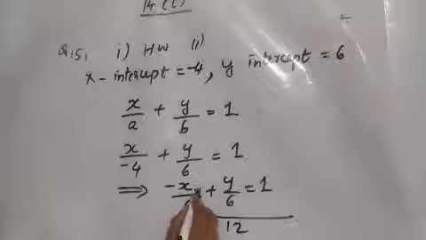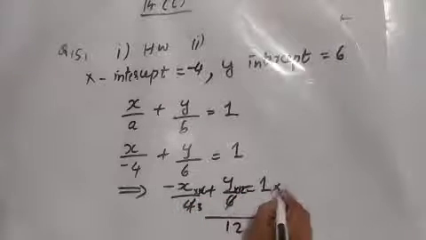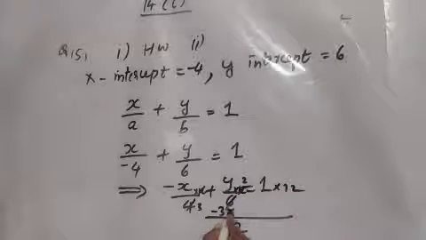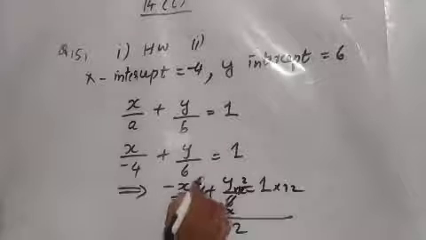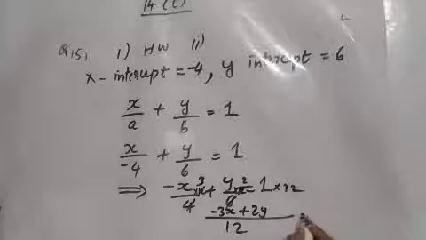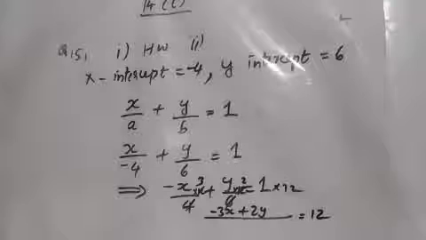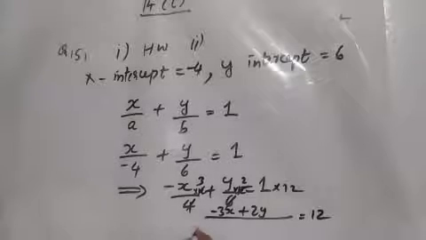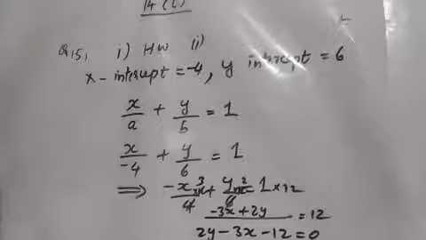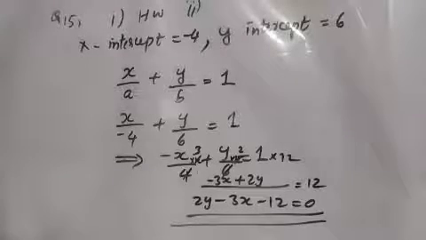So we will get 3 here and 2 here. So minus 3x plus 2y by 12 equals 1, or you can write minus 3x plus 2y equals 12. That is 2y minus 3x minus 12 equals 0. This is the equation of the straight line. Understood?